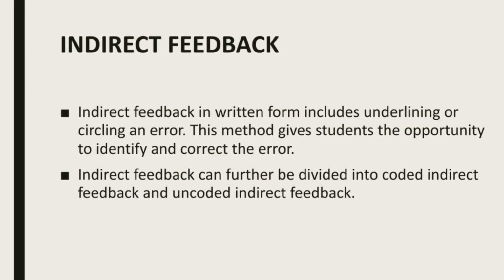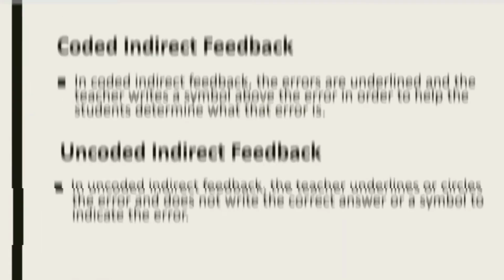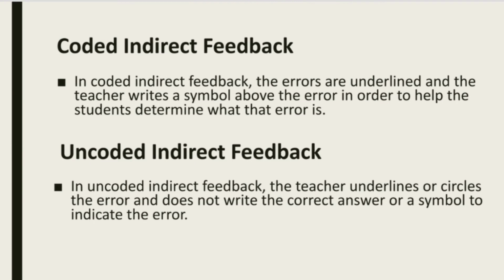Indirect feedback in written form includes underlining or circling an error. This method gives students the opportunity to identify and correct the error. Indirect feedback can further be divided into coded indirect feedback and uncoded indirect feedback. In coded indirect feedback, the errors are underlined and the teacher writes a symbol above the error in order to help the students determine what that error is. In uncoded indirect feedback, the teacher underlines and circles the error and does not write the correct answer or a symbol to indicate the error. Both direct and indirect feedback are commonly practiced by writing teachers to effectively correct their students.